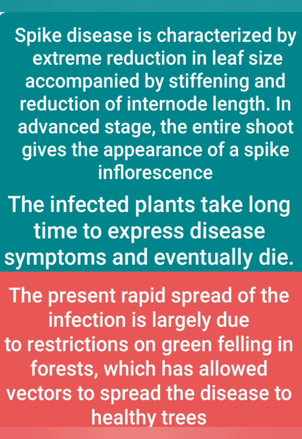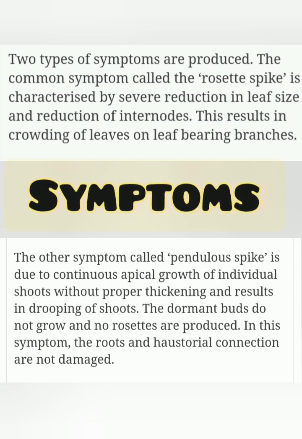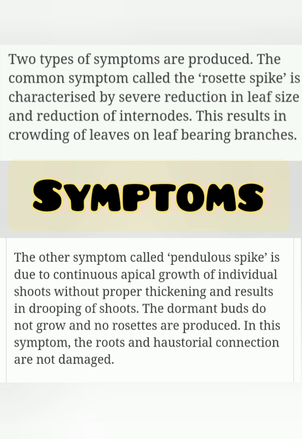The two very prominent symptoms that are produced are the roseate spike and pendulous spike. In roseate spike, the characteristic that was seen is severe reduction in leaf size and reduction of internodes. This results in crowding of leaves on a leaf-bearing branch.